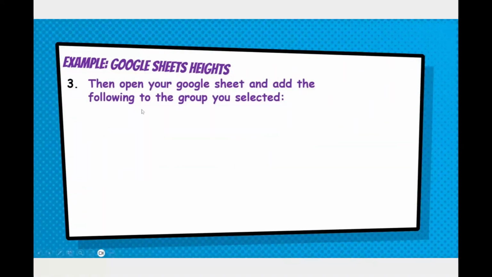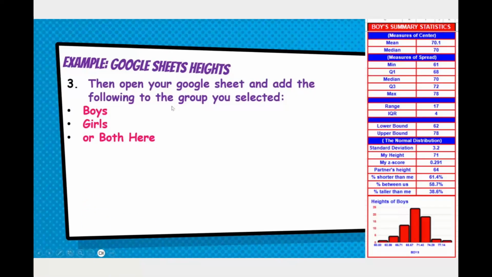All right, so here's what we're going to do. We're going to open our Google Sheets, and we're going to add the following to the group you selected. I'm not going to pull up my Google Sheet, but yours should look like this. This is everything that we've built on there. Yesterday we did Z-score. Now we're going to add partner's height. We're going to write percent shorter than me, percent between us, and percent taller than me. And then I'm going to put my histogram at the bottom of all of that.